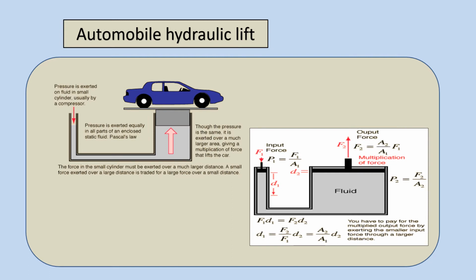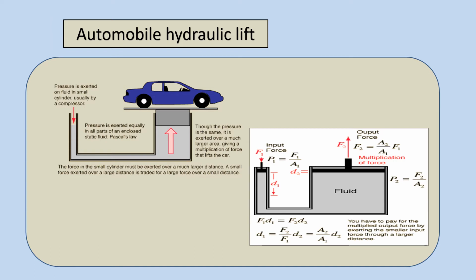So this is the example of Pascal principle application. First is automobile hydraulic lift. Automobile hydraulic lift is used as a platform for a car or any heavier object to be lifted, like a truck, bus, or any other heavier object.